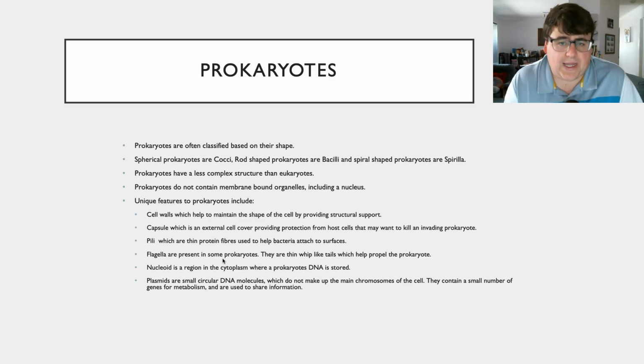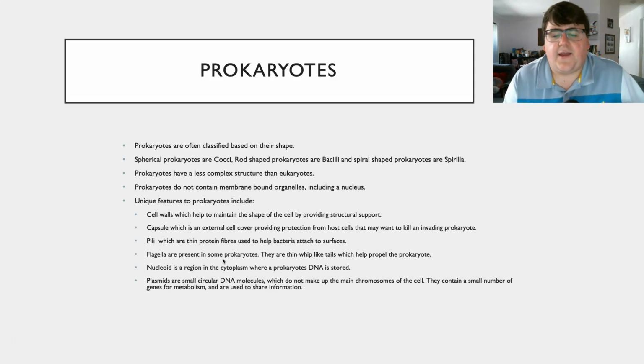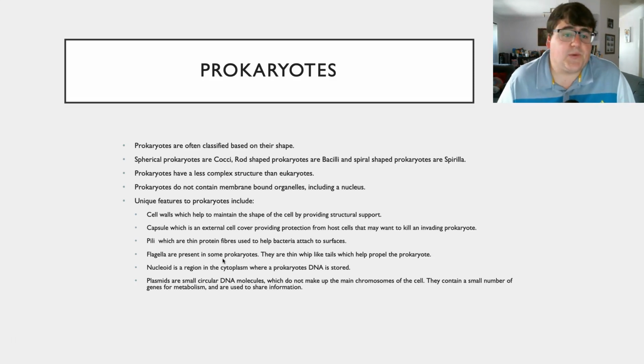They also have something called plasmids. Now, plasmids are small circular DNA. They don't make up the chromosomes of the cell. They're basically just extra DNA that has genes for metabolism, and they'll exchange the material in those plasmids with other prokaryotes. We've used that a lot in genetic engineering, which we talked about last topic. So you should know a little bit about plasmids.